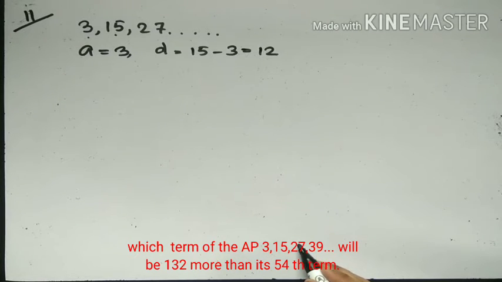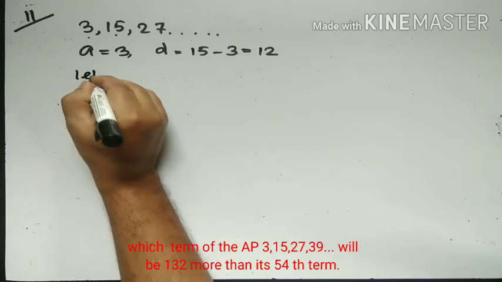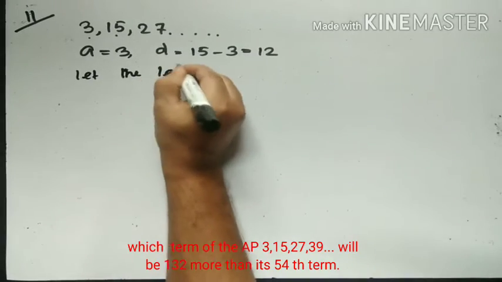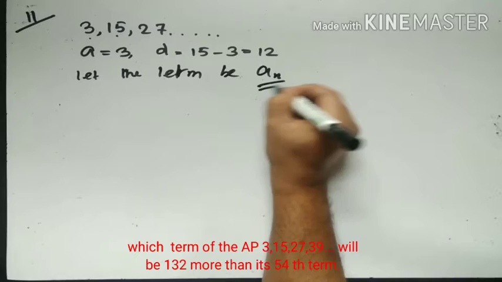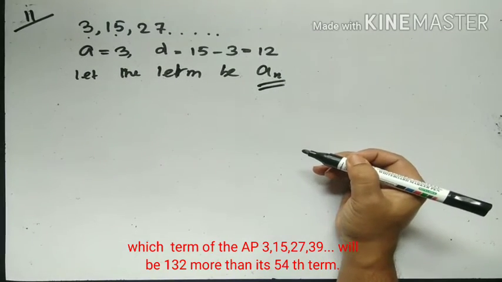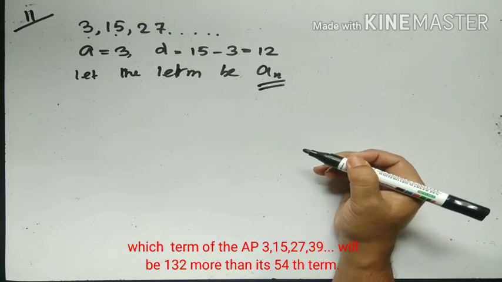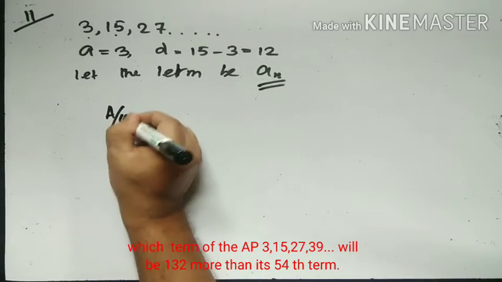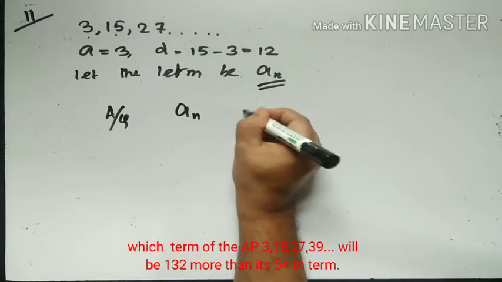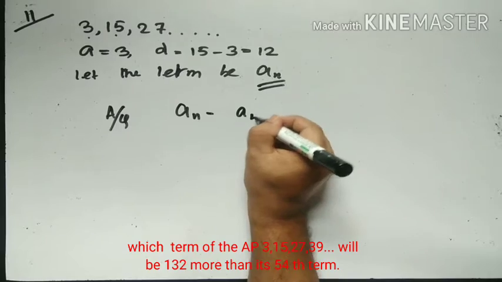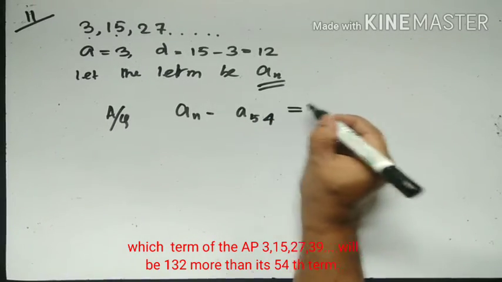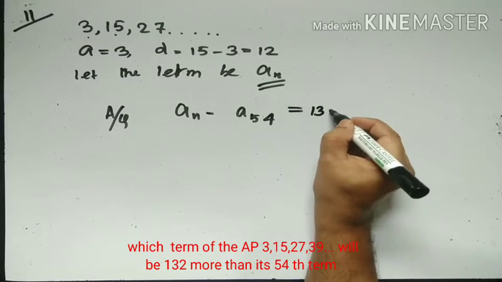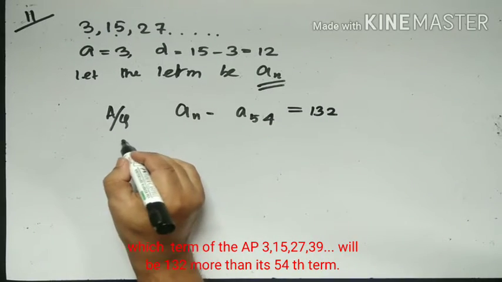Now, which term is greater than the 54th term? We don't know. Now, let the term be AN. This term is greater than the 54th term by 132. According to the question, what is given? AN minus A54. That means this term minus this term, the result will be 132. Now, put the values.